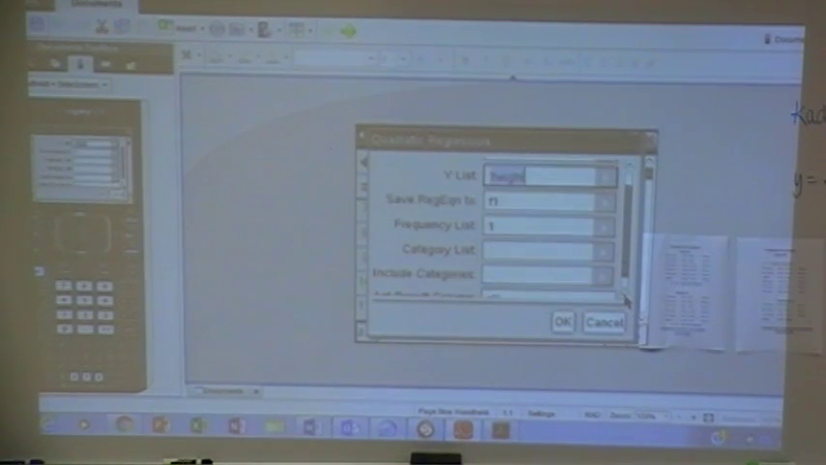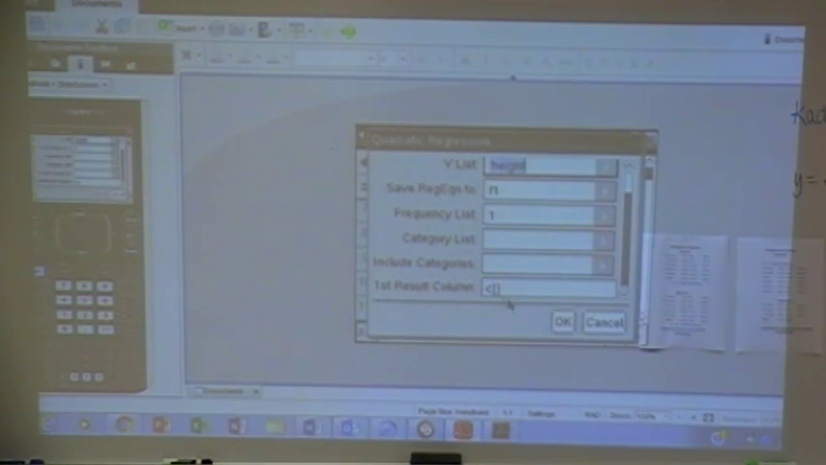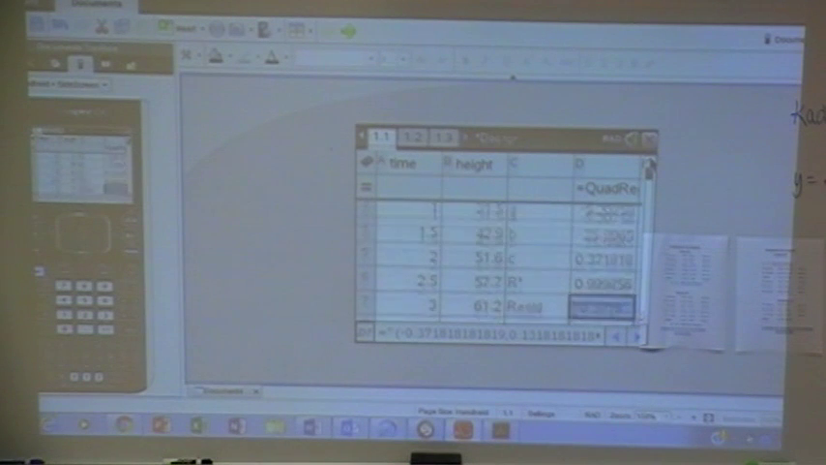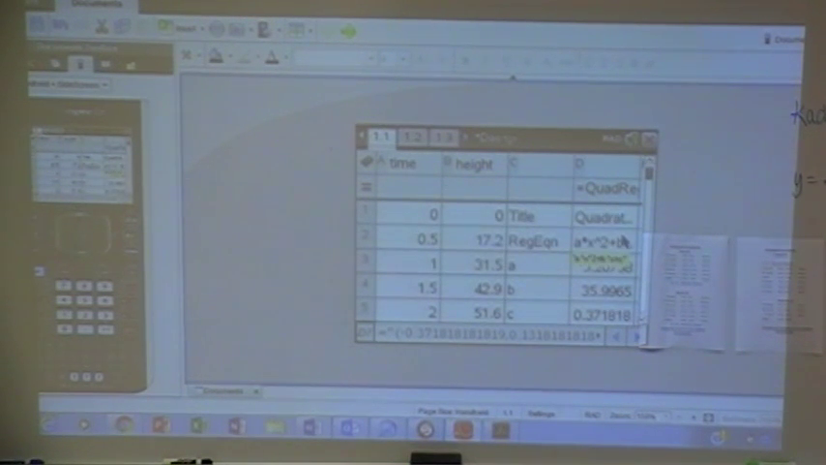And then if you arrow down, you can see it's going to put my results in column C, because there's nothing in column C right now. I typed all my stuff in column A and column B. So I hit OK, and it pops up all your information right there in column C and D. In column C it tells me your A value is negative 5.20758, blah, blah, blah. Same stuff we got from the other thing. Your B value is 35.9965. Your C value is 0.371818. Same stuff that you got from the other one.